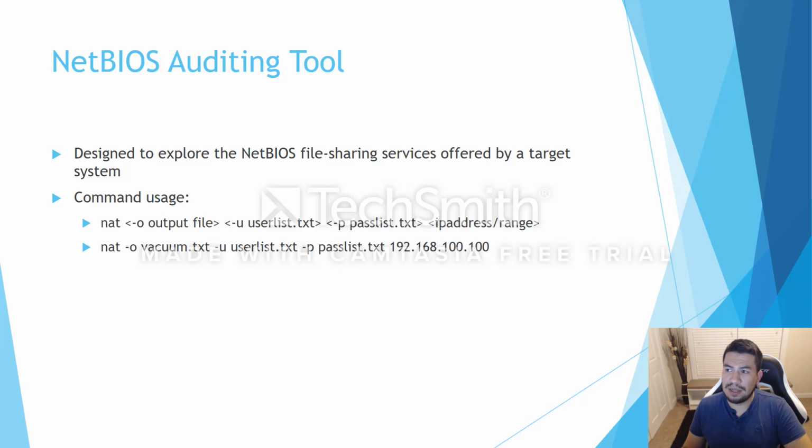NetBIOS auditing tool, also called NAT, also explores administrative shares and attempts to access resources through use of common user IDs and passwords that can either be entered on the command line or included in text files. This means that by inputting a user list and a password list, you can essentially attempt to brute force these network shares using this particular tool.